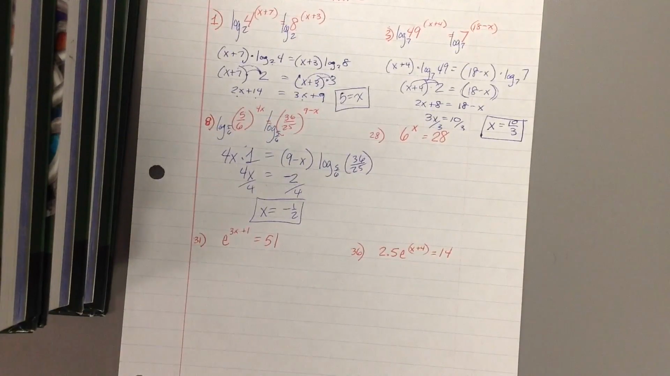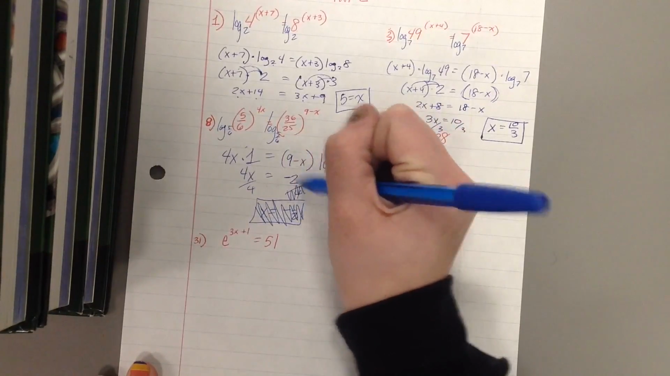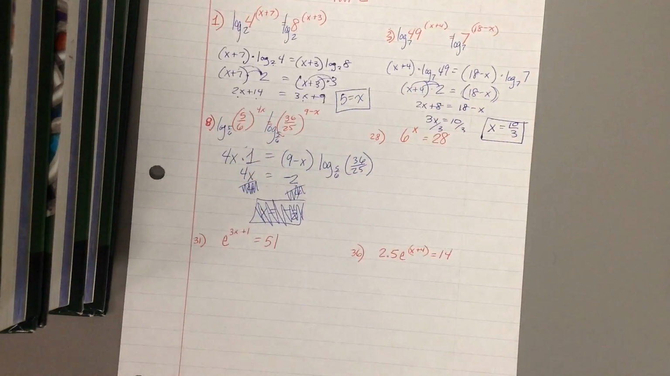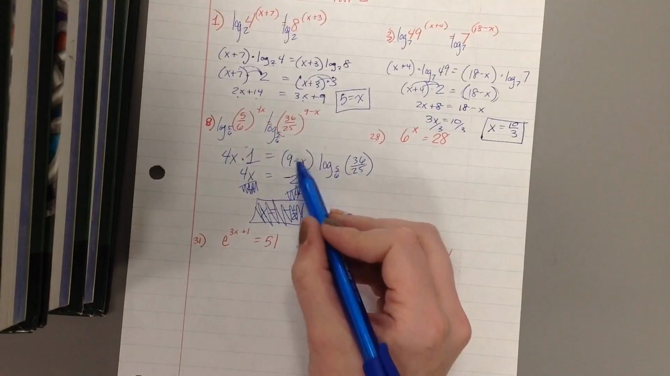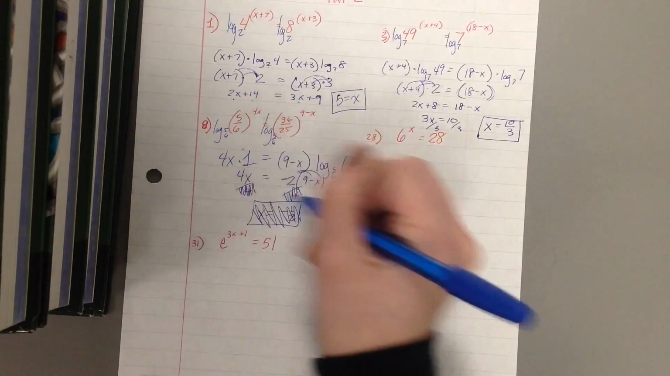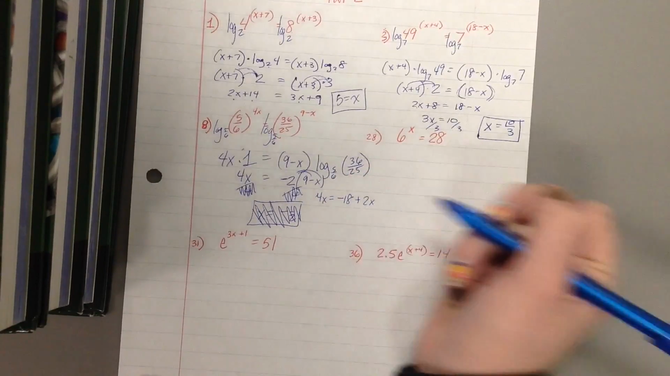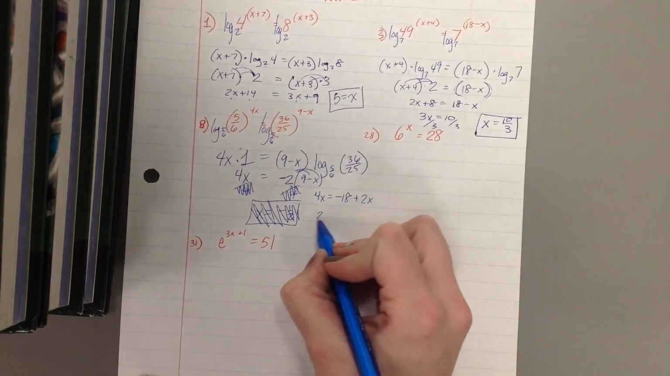There we go. Oh, no. Sorry. Whew, that's why we check our work. That's just the logarithm, my goodness, but I need to multiply by the 9 minus x. When I distribute that, I end up with 4x equals negative 18 plus 2x. Whew, subtract that 2x over.